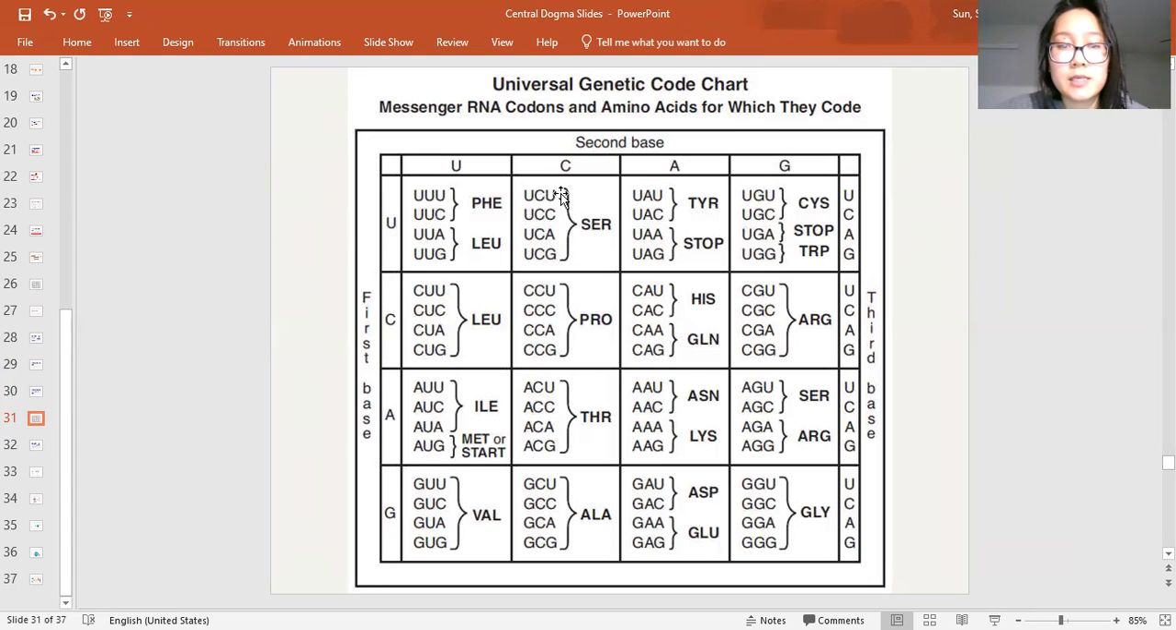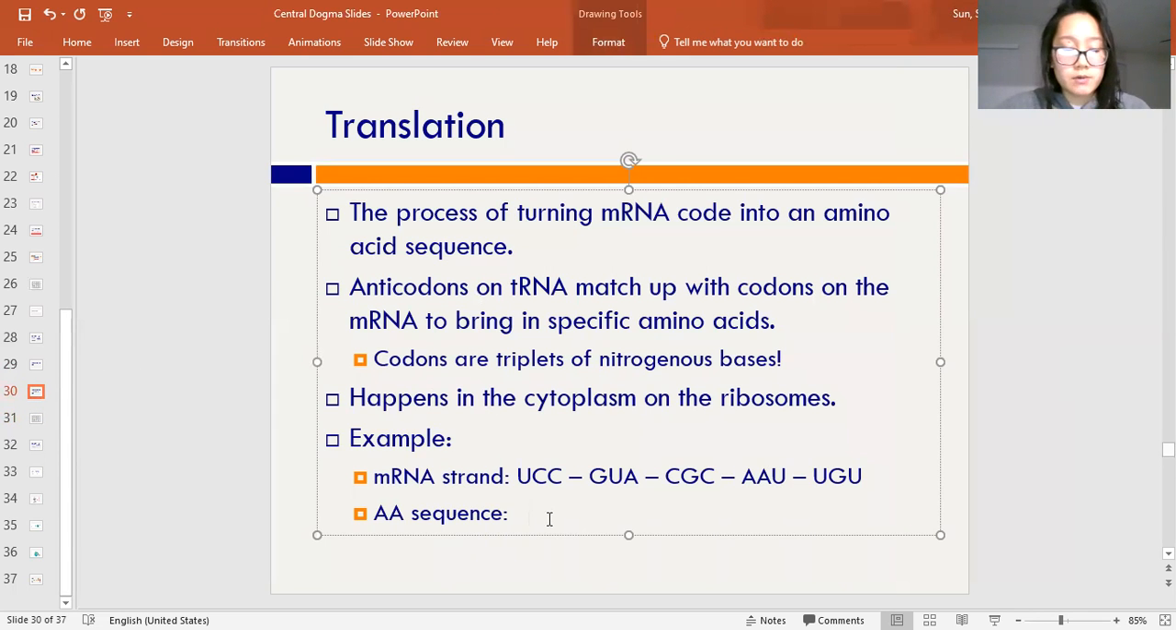Lastly, we're going to look at the last base. So we have UCC, and inside of this box right here, we see that the second one says UCC. So our amino acid that we're going to write shorthand down is going to be SER. So we're going to write SER here. And we're going to move on to the next codon.